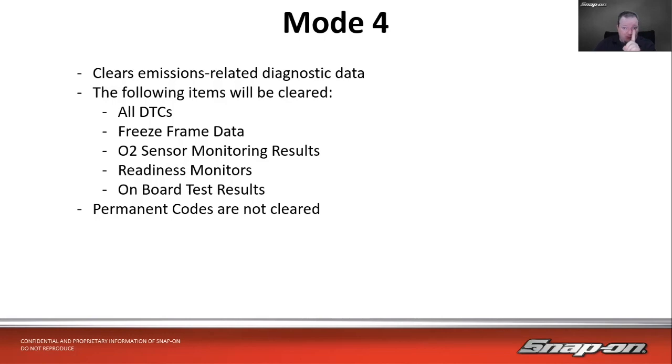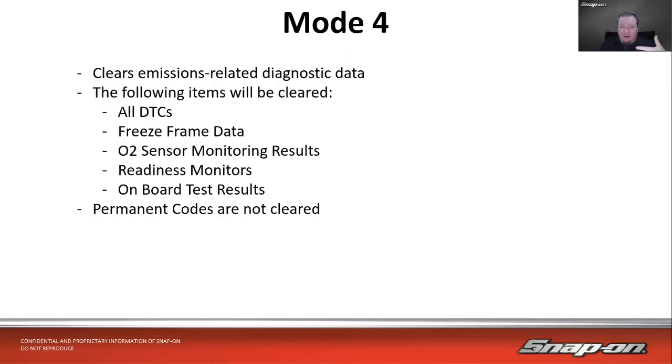The one thing that will not clear with mode 4, no matter what tool you use, is any permanent codes. We'll talk more about those in the next section, but permanent codes would be mode 10. Those are codes that are going to sit there until the computer passes the test that would set that code.